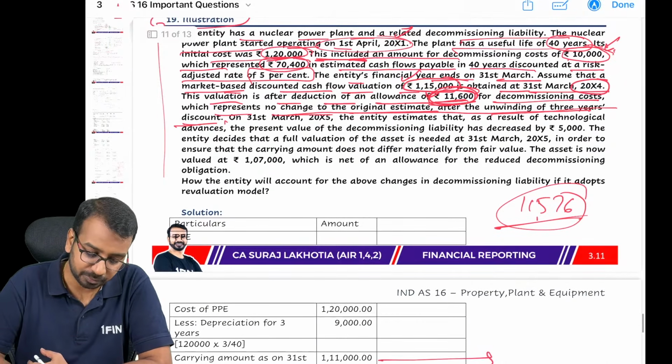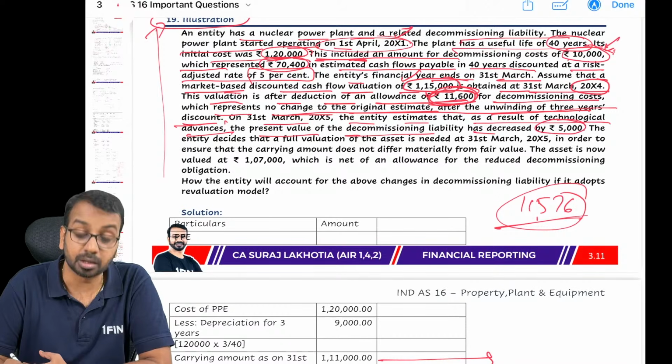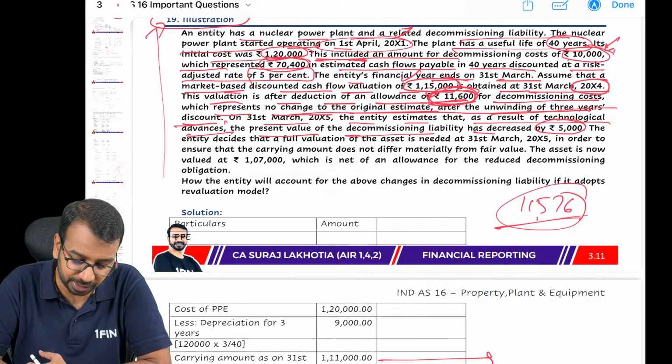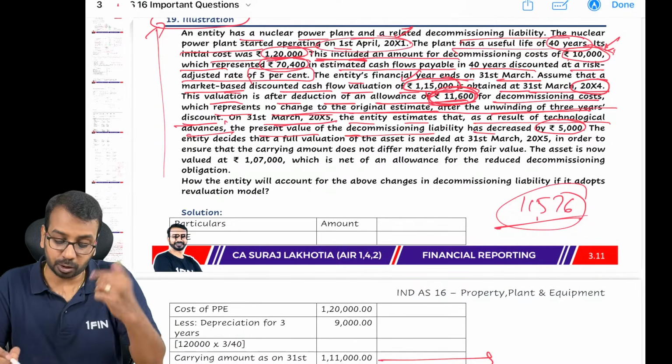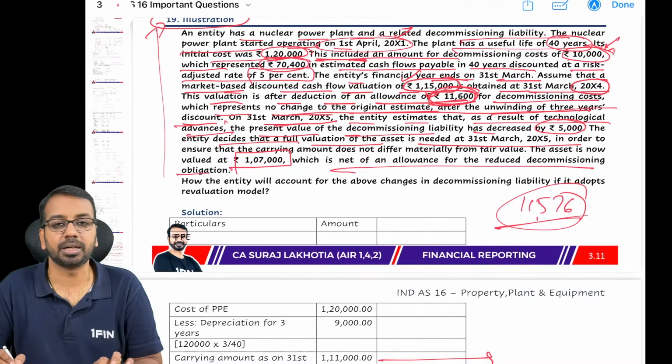Alright. Then on 31st March, entity estimates that as a result of technological advances, present value of decommissioning liability has decreased by 5,000. Not the final liability. Present value of liability has decreased. When? 31st March of year 5, after 1 year. The entity decides full valuation of asset is needed, and the value is 1,07,000 after reducing the decommissioning liability.